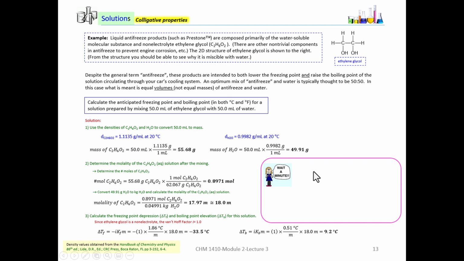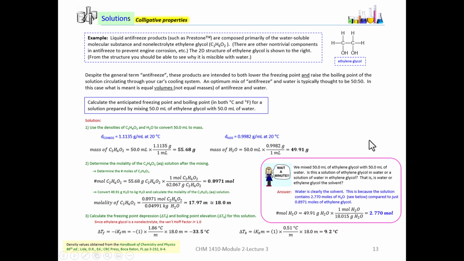One thing you might ask here, when we talk about a 50-50 solution of ethylene glycol in water, is which is the solvent and which is the solute? What I've assumed here is that our solute is ethylene glycol and the solvent is water. But it might not be a bad idea to ask which one of these is the solvent, because we started with equal volumes of each. Well, the answer here is that water is clearly the solvent.